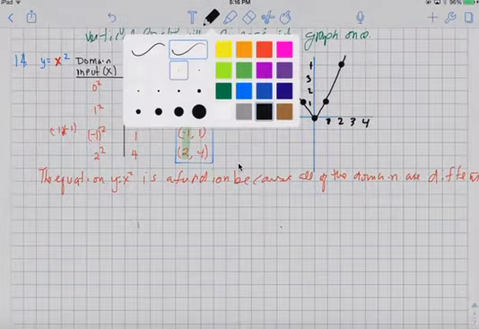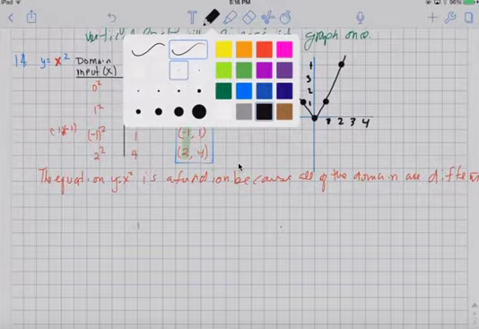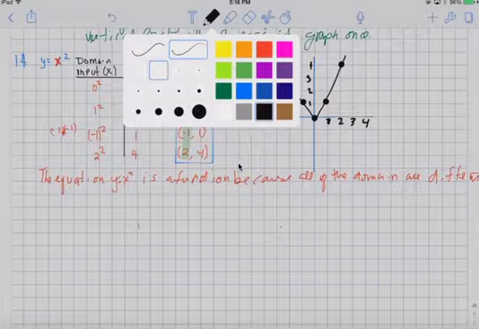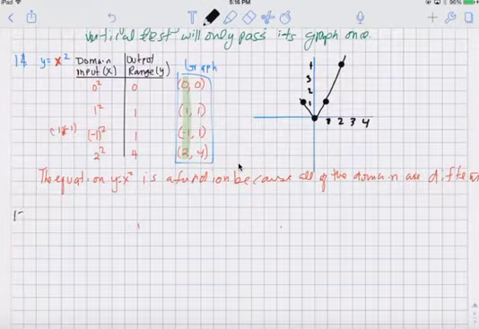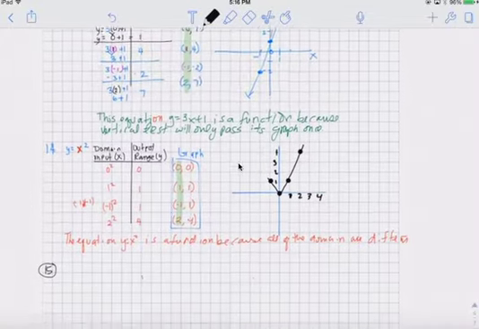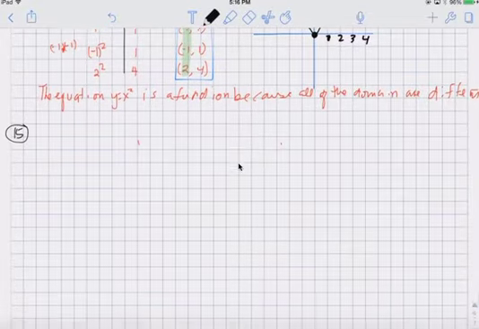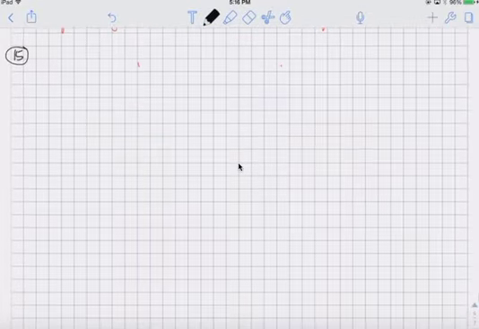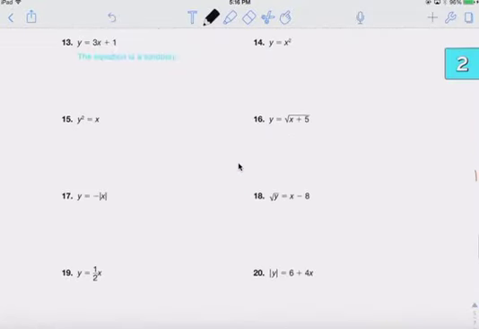So I figured out how to turn the volume on. Let's do 15. Hopefully that'll help you figure out the rest. These are the answers for 13 and 14. Number 15, let me see the problem.